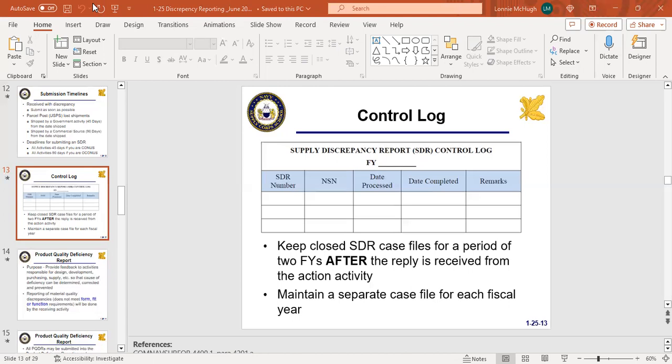Are there questions about the control log for the SDR?